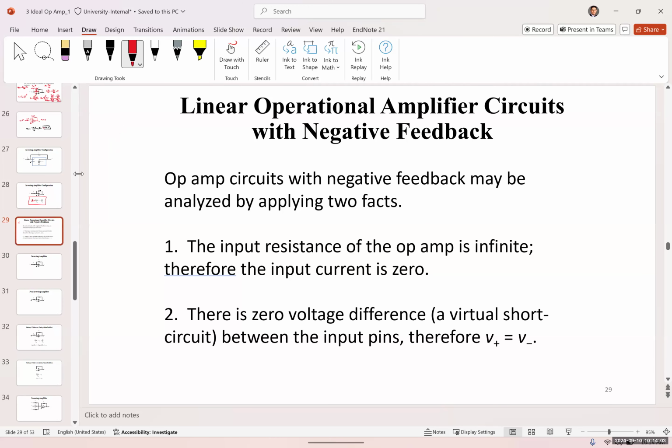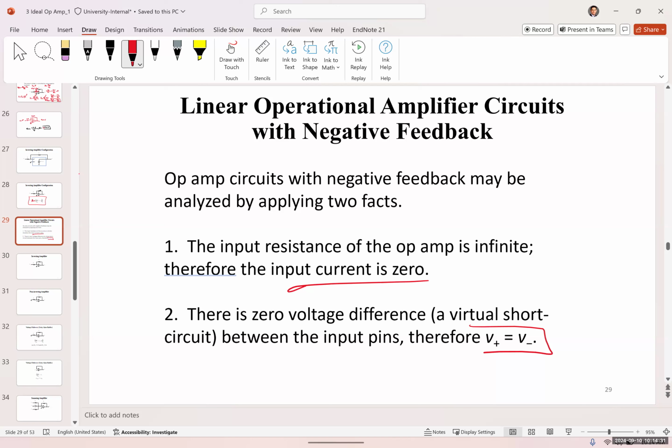This is just a wrap up of the system. Summarizing the system, the input resistance of an op amp is infinite, therefore the input current is zero. This is important. And always, there is no voltage difference between the positive and negative input voltage, therefore V positive is equal to V negative.